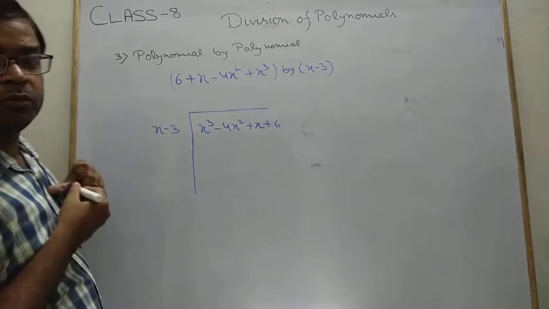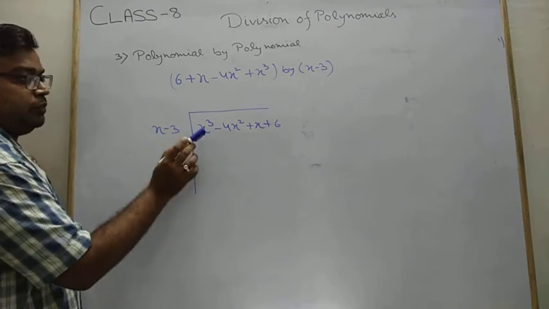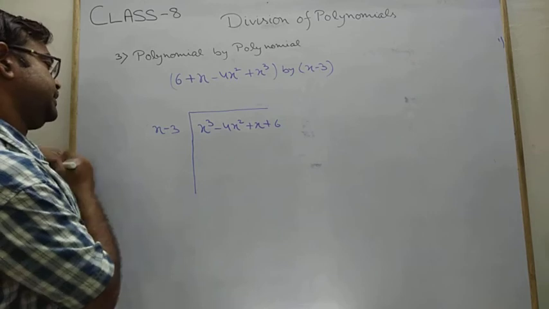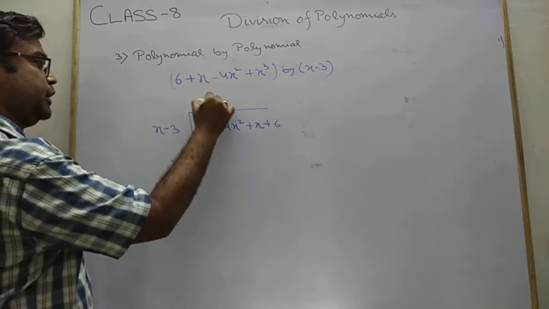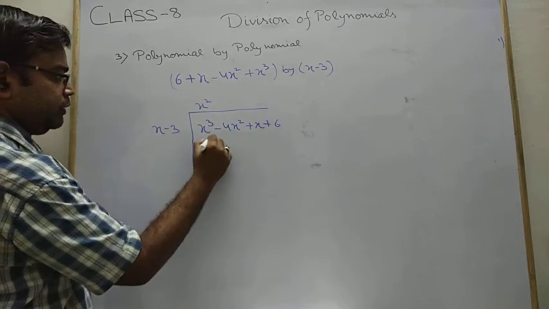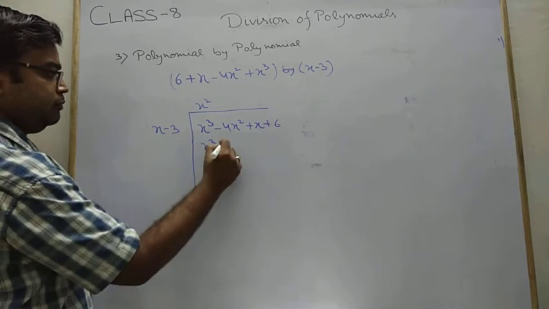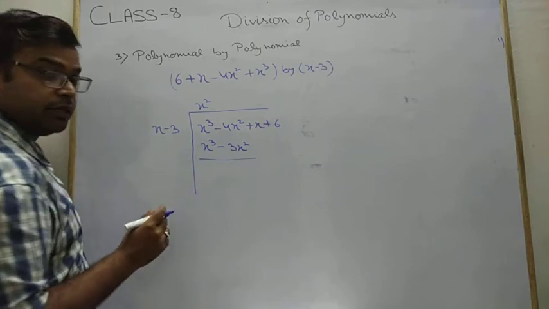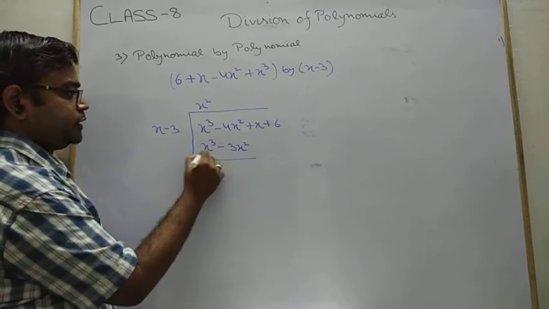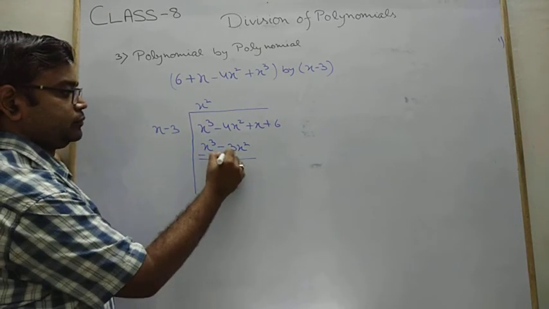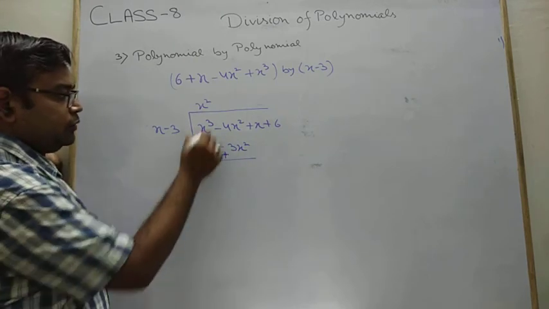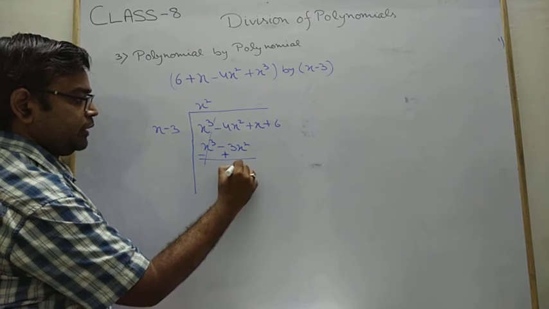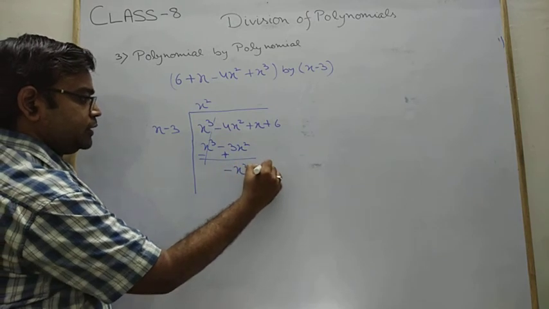Then use the same concept. The first term of the divisor must divide the first term of the given dividend. If we use x square, then what we have is x to the power 3 minus 3x square. Is that clear? Now we change the sign. Do the subtraction, it cancels. In this case, after subtraction, we have minus x square plus x.